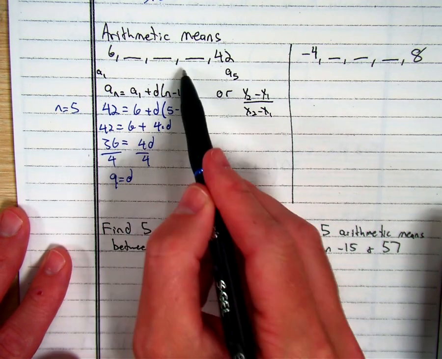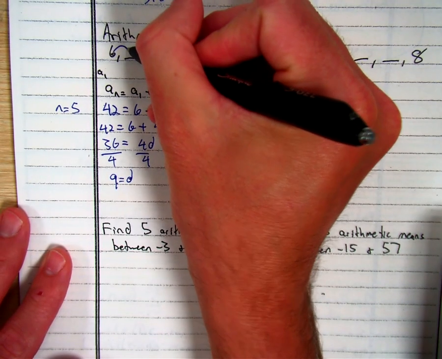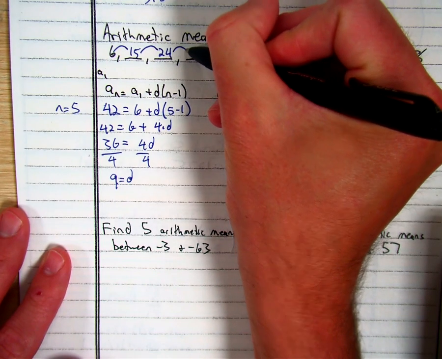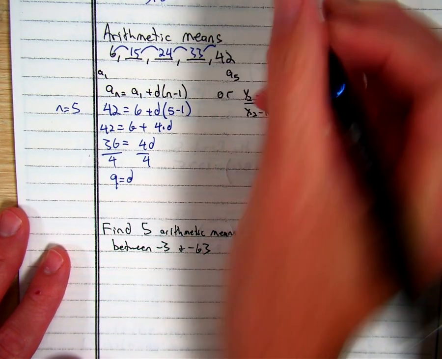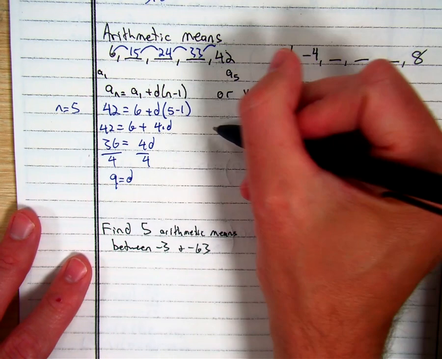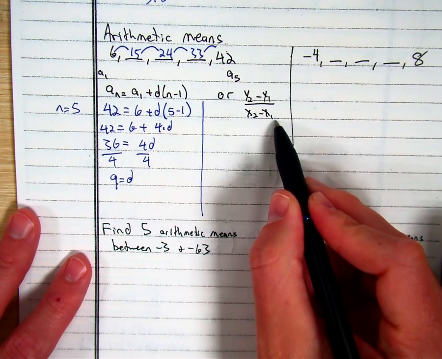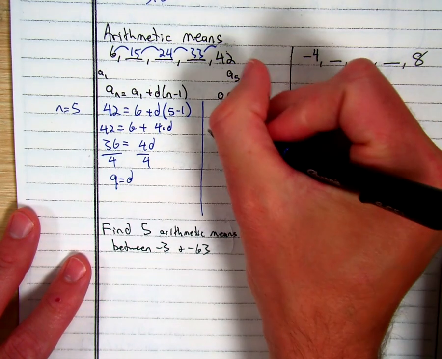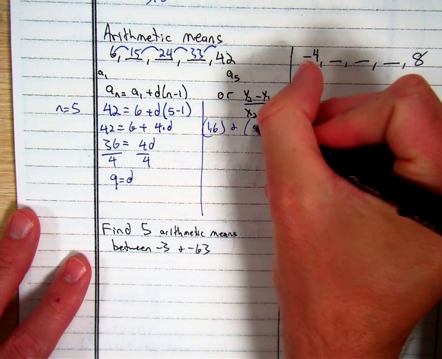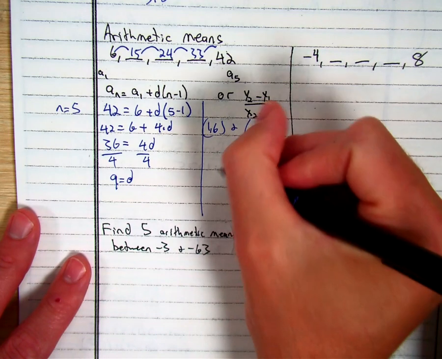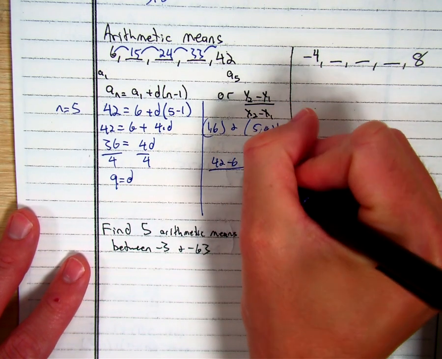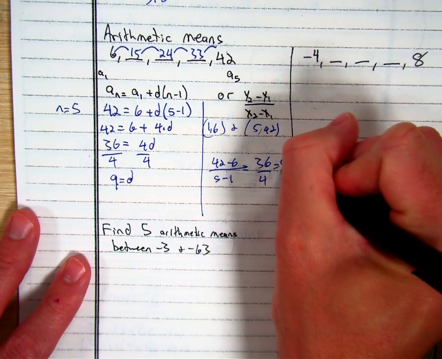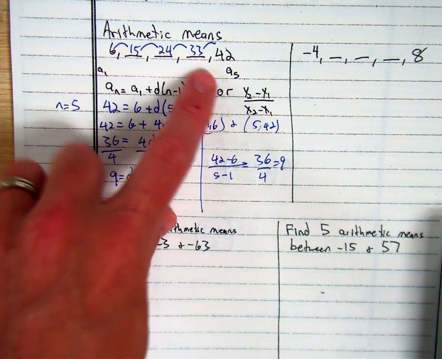So now back up here to fill in the blanks. 6 plus 9 is 15. Plus another 9, 24. Plus another 9, 33. Plus 9 does get me to 42. The other way to look at it is slope. So this is like 1, 6, and 5, 42. So I'll do 42 minus 6 over 5 minus 1. And we get 36 over 4 for a slope of 9. Boom, boom, boom, boom, boom. Okay?